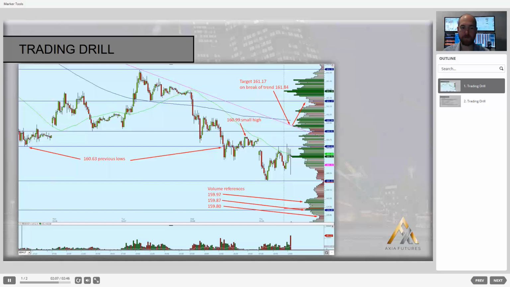Beyond there, you're then looking at the next references, the next peaks and troughs in volume. So you've got 160, 159.97, 159.87, and then 159.80. They're the areas that you want to be looking for to the downside.